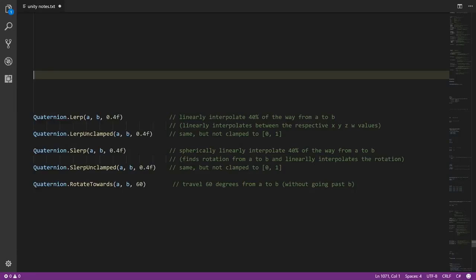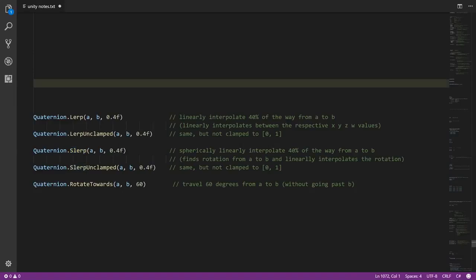And lastly, we have lerp and slerp for interpolating between quaternions, and these behave very similar to the equivalent methods for vectors. I believe the way lerp is defined for quaternion is it just simply takes the two quaternion values and interpolates the respective components. So for example, here if we're interpolating 40% of the way from A to B, then for the x component, that's just figuring out what is 40% of the way from A dot x to B dot x. And it does the same thing for all the respective components of these two quaternions. And so that's a cheap operation to do.